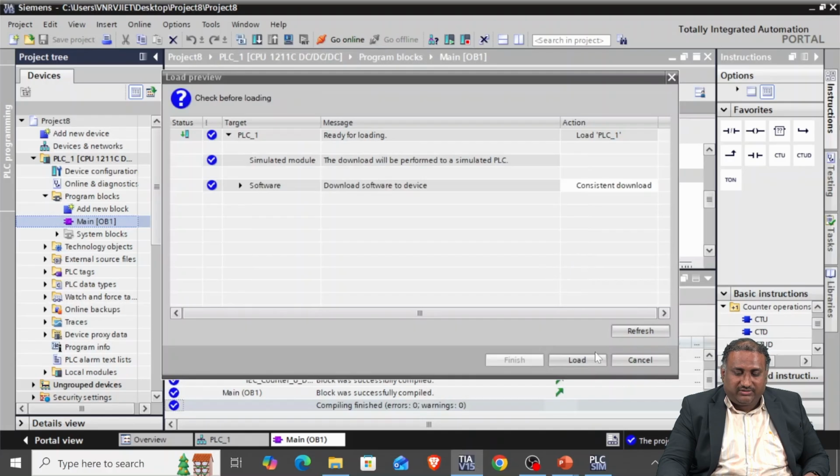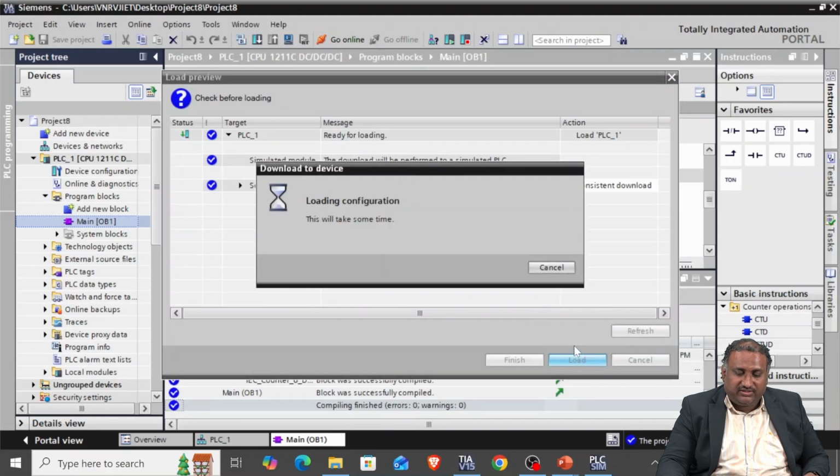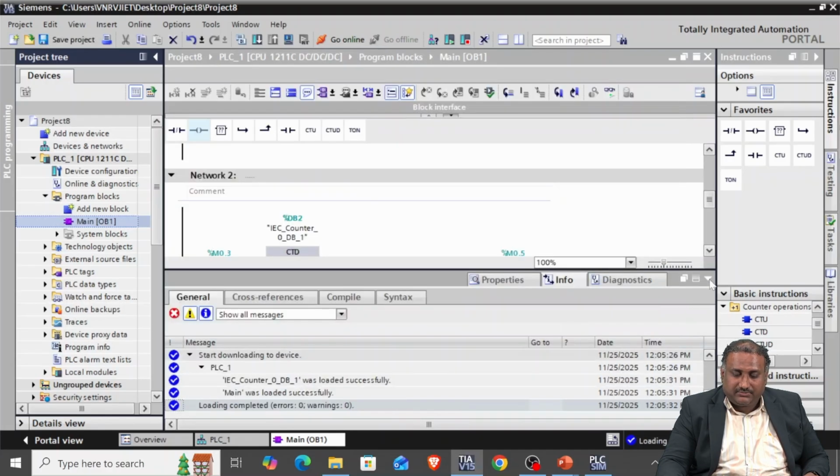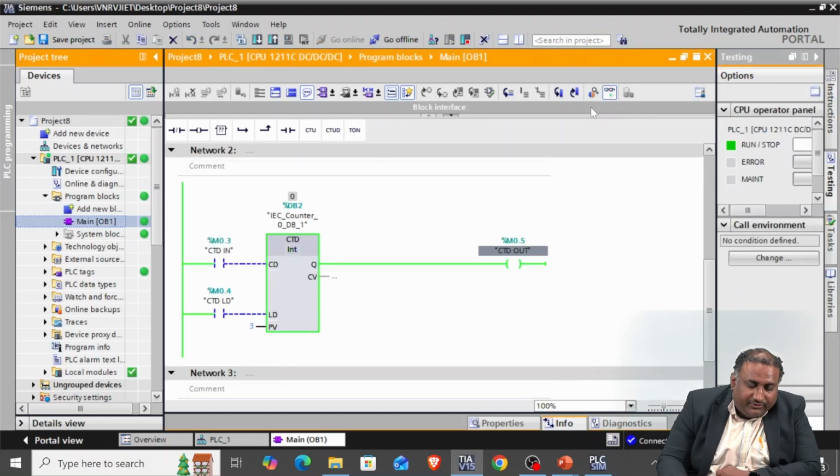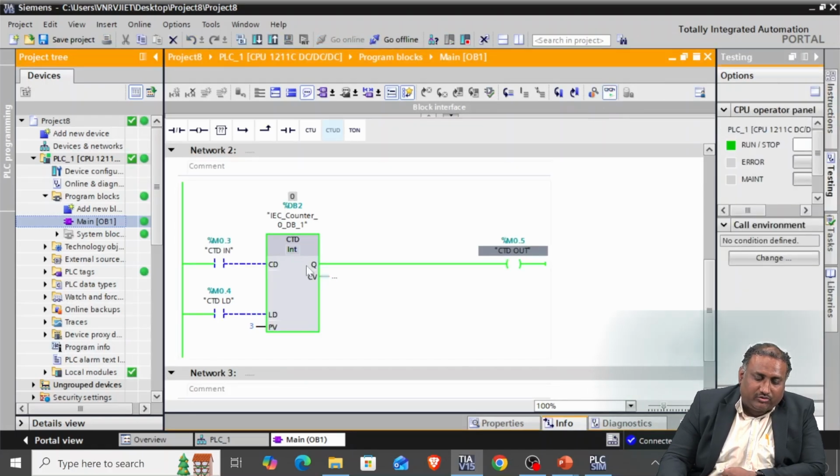I will try to explain. Please listen carefully and understand it. Now if you consider your down counter, initially you can observe that the load has not been enabled, the cumulative value is 0 and the output is high.